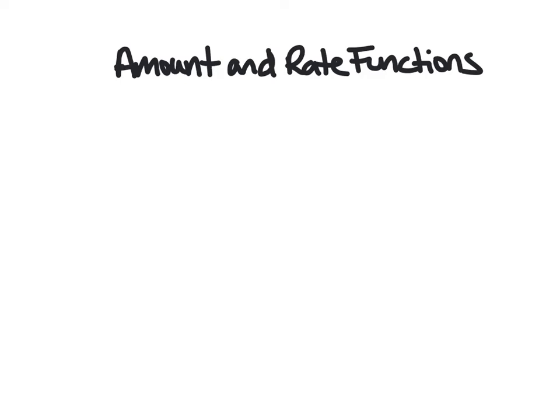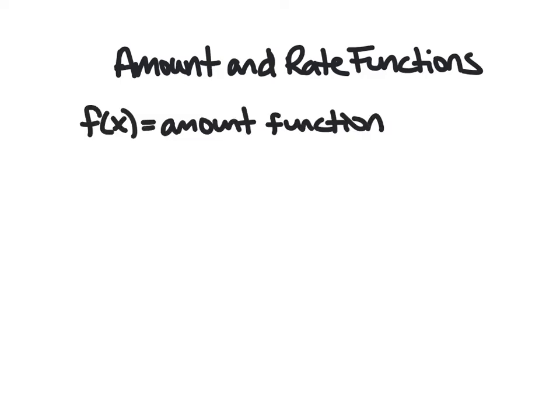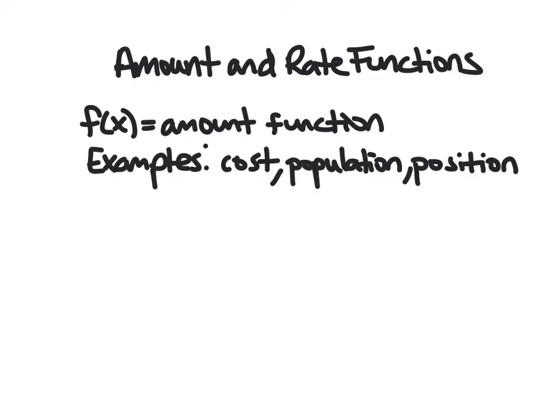Alright, so let's go ahead and talk about what an amount or rate function is first. For us, we'll have some starting function called f of x. Usually this will be our amount function. A few examples: it could be cost, population of a community, of anything. Your position with respect to a starting point. You could say how many miles east you are of your starting point, and track it where x is time. Any of these are reasonable examples.